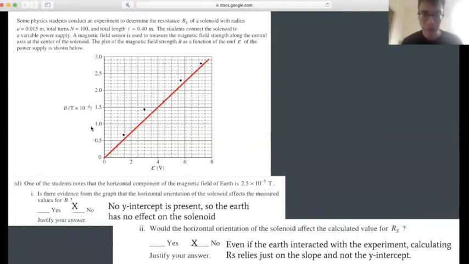But moving on to the second part, will the horizontal orientation of the solenoid affect the calculated value for R sub S? The answer is no, regardless of what you put for D1, because even if the Earth interacted with the experiment, calculating the resistance of the solenoid relies solely on the slope and not the y-intercept. And that's going to be the end of our first question.